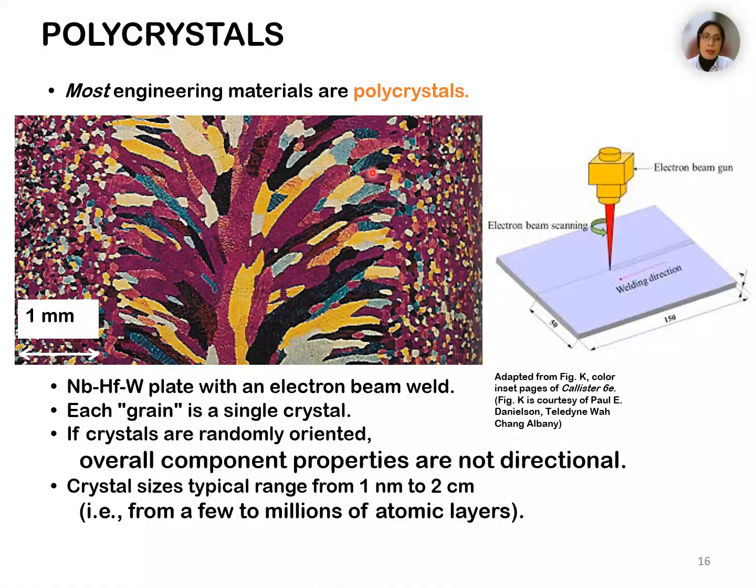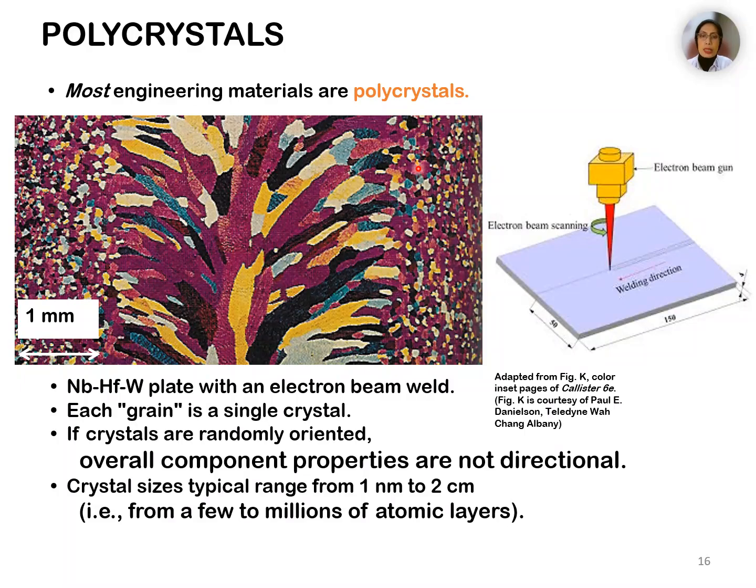Most engineering materials are polycrystals. One example is a niobium, hafnium, tungsten plate with an electron beam weld. This is how electron beam welding works, joining two plates, and at the joint there is a welding area. Here is the microstructure of the welding area. Each color consists of one grain, one crystal. This yellow one is one crystal, the purple one is one crystal, and the grains are randomly oriented. In these materials we have so many grains, and one grain is one crystal.